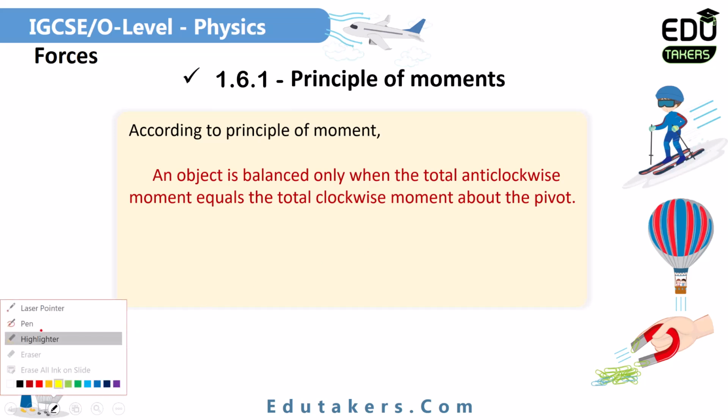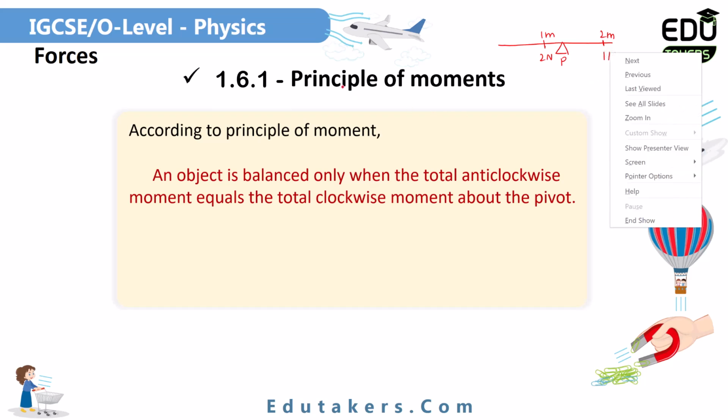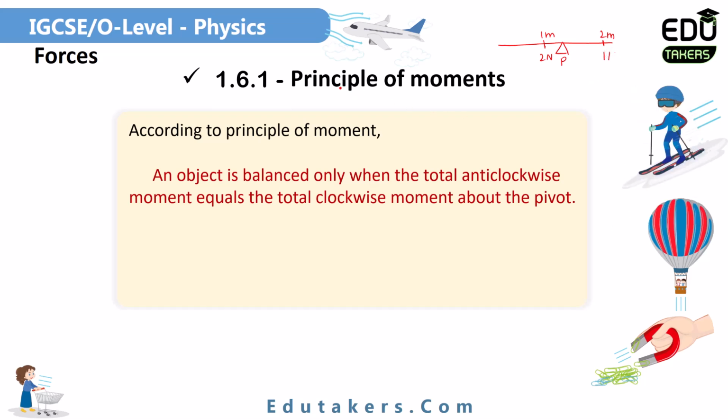I suppose here I take a ruler and place it over a pivot point. This is a pivot point. First of all, I suppose that here I apply the force which is at 1 meter. This is at 2 meter. I apply the force of 2 Newton here and 1 Newton here.